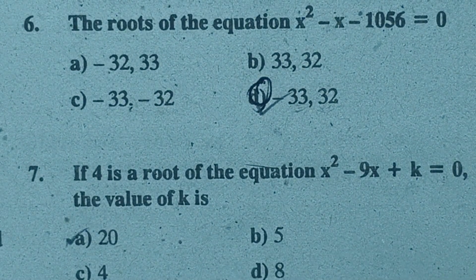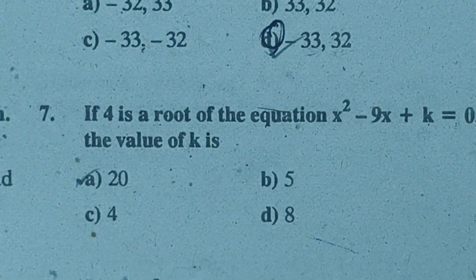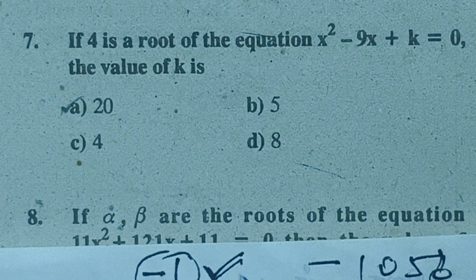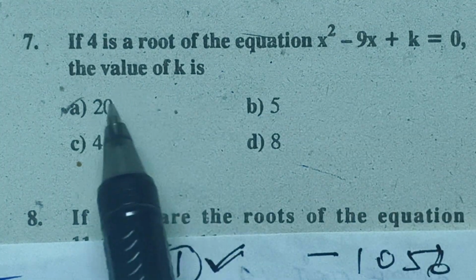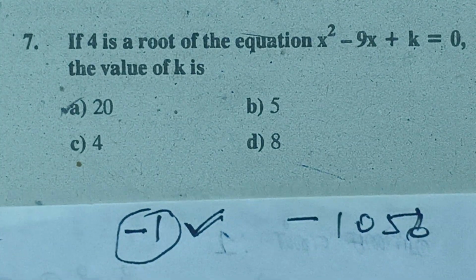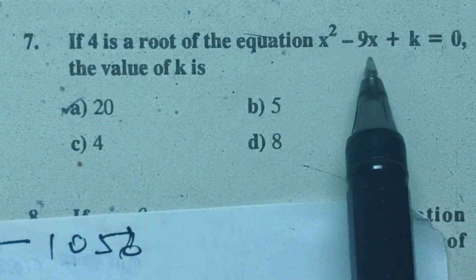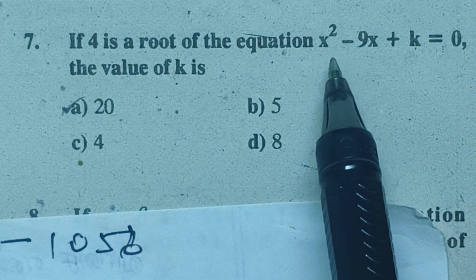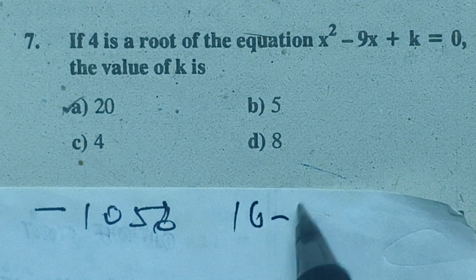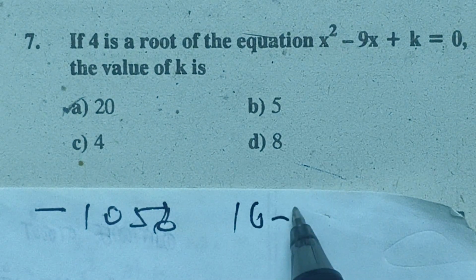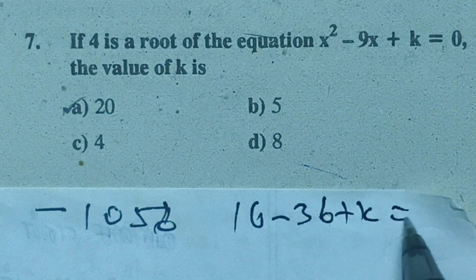Next, question 7. 4 is the root of the equation x squared minus 9x plus k is equal to 0. The value of k is? Substitute x equal to 4 in this equation. 4 squared is 16. 16 minus 9 into 4, which is 36, minus 36 plus k is equal to 0.